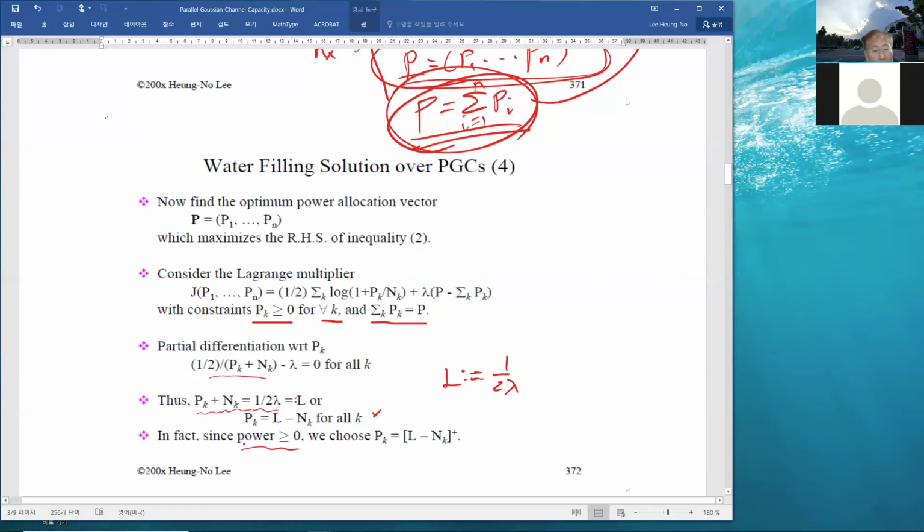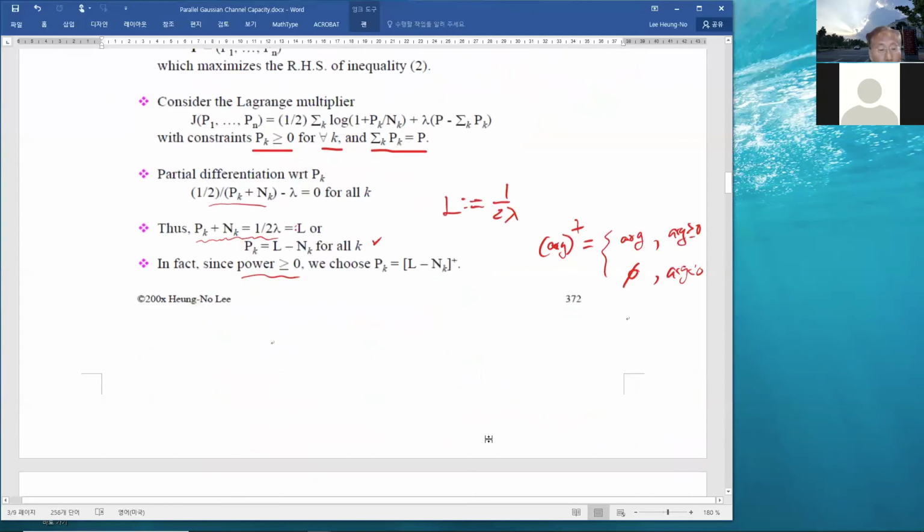In this line, I applied that each pK is non-negative. So I'll use the argument L minus nk, plus. That means the argument plus is equal to the argument itself when the argument is greater than or equal to 0. When the argument is less than 0, it is 0. So that's the operation, argument plus. So pk is L minus nk when L minus nk is non-negative. When L is smaller than nk, it is 0. So that's the first one.